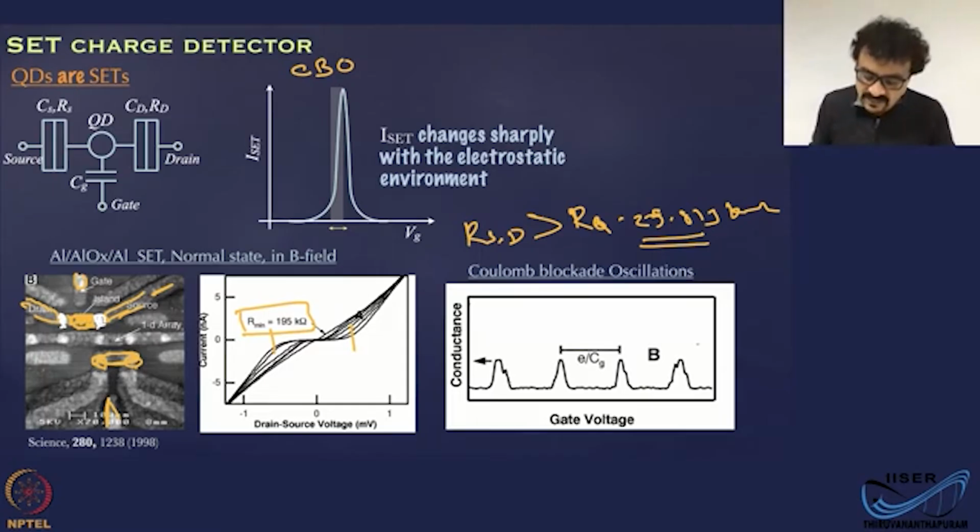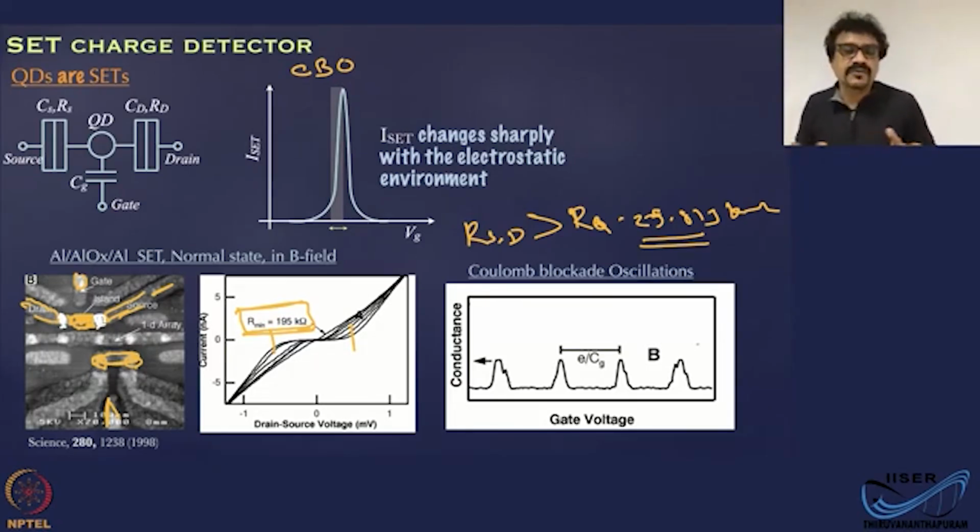So you have 195 kilo ohm. If the junctions are symmetric, you can say 95 to 100 kilo ohm for each junction, with each of them now more than the resistance quantum, which is required for observing Coulomb blockade oscillations and charging effect.